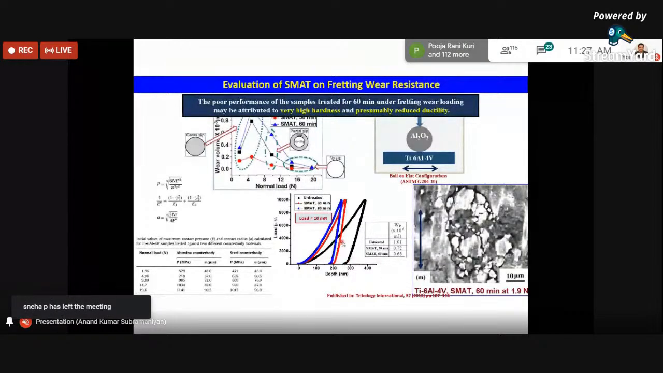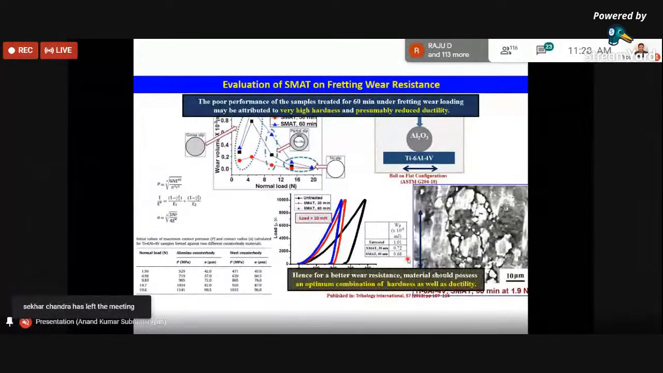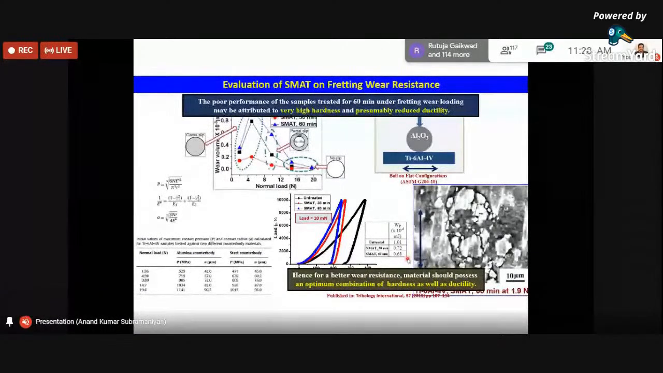And this is a nano indentation plot, which is the load versus depth. It is also an indication that the smaller the area under this curve, the more the material is behaving like a brittle material, or has lost its ductility. So you can see that the 60-minute treated sample has lesser area under the curve, thereby it behaved more like a brittle material.